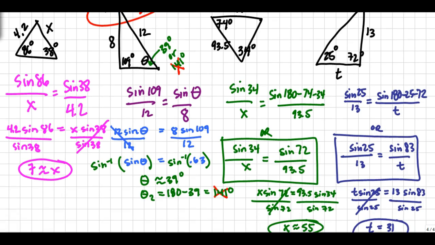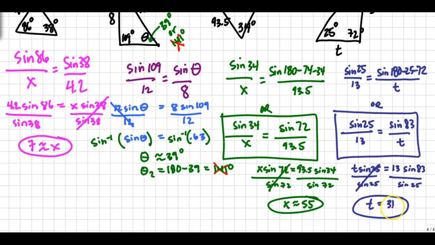And finally I said that I would show the answers for the spot the error questions. If you went ahead and solved those, you should have gotten 7 for the first one, 55 for the third one, and 31 for the last one. And if you have any questions on those, feel free to ask your teacher during class.